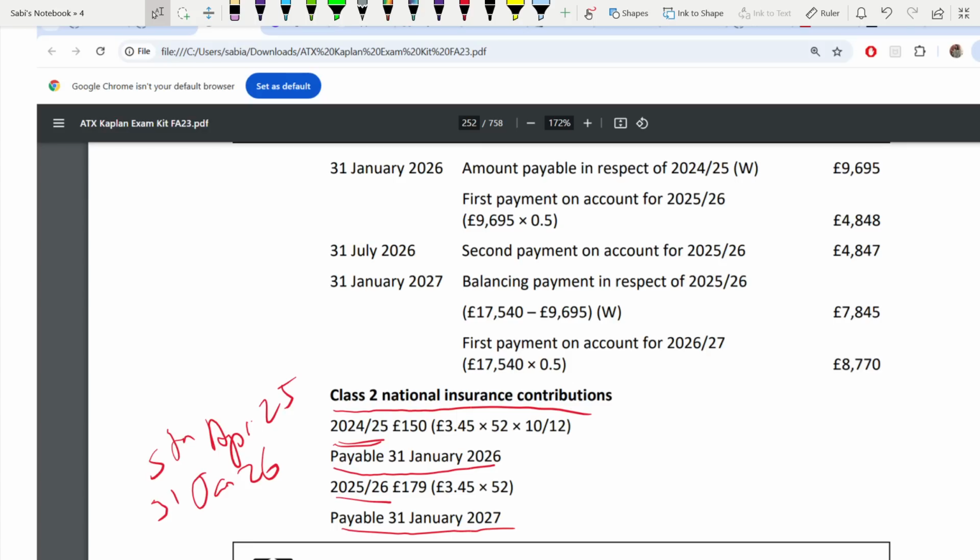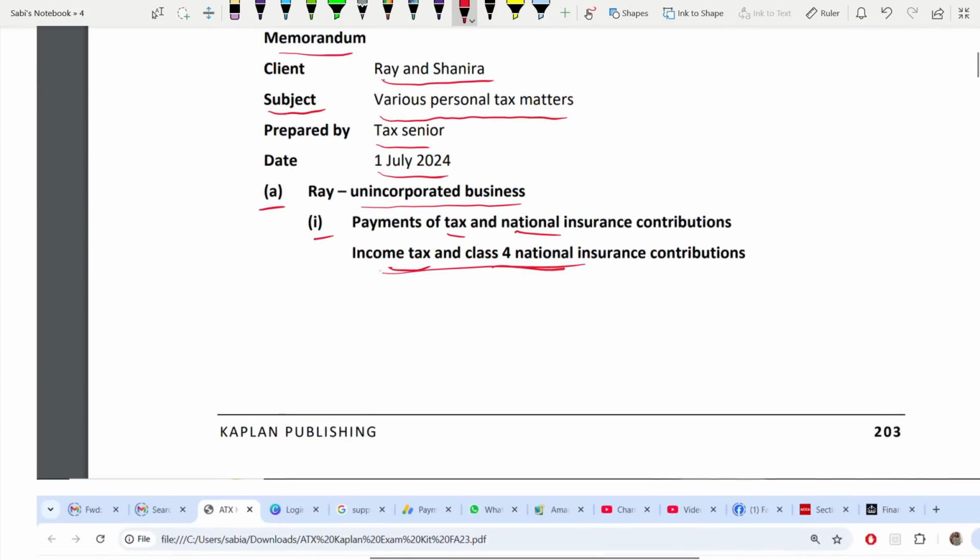See, in 24-25, they have only worked for how many months? It is a weekly contribution. Okay. And this is fixed. If you see class 2 NIC, they will give you in the table, it is 3.45 into 52 weeks into 10/12, because you have to apportion for 10 months. How 10 months? When did they start trading?